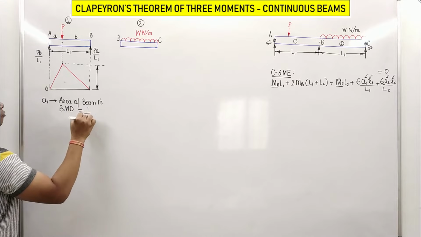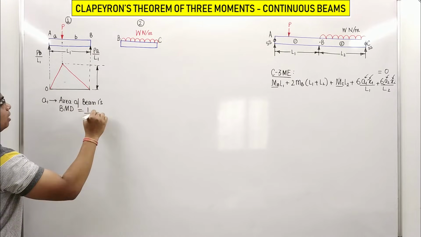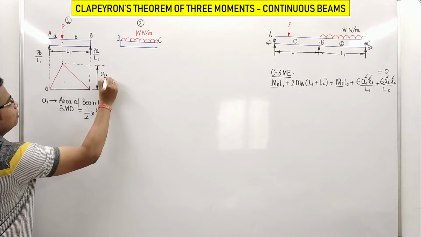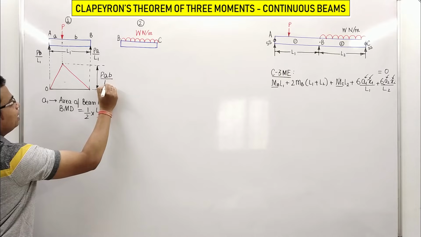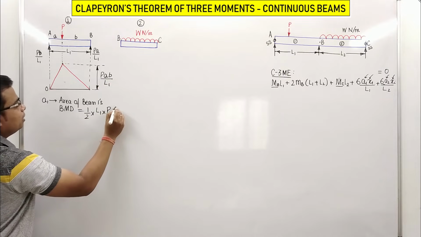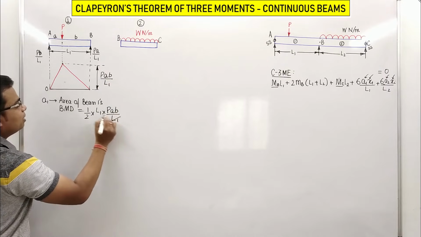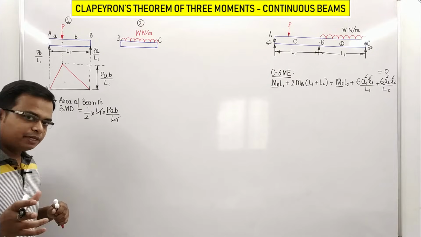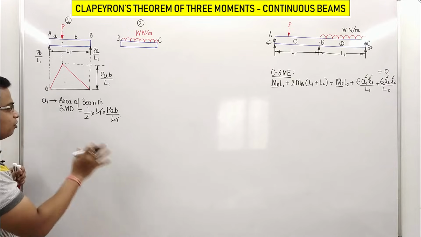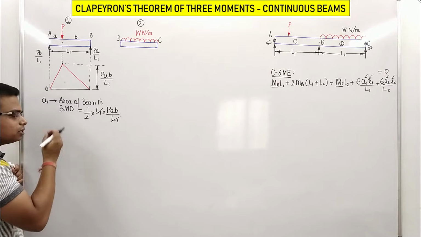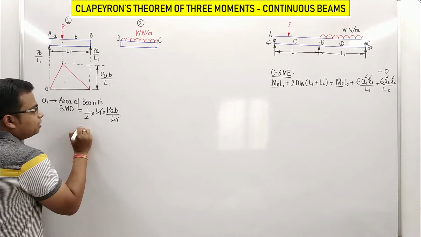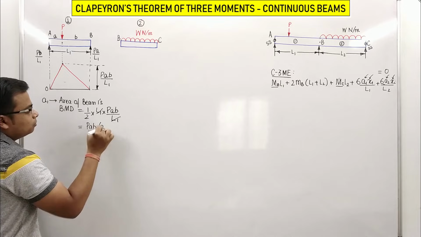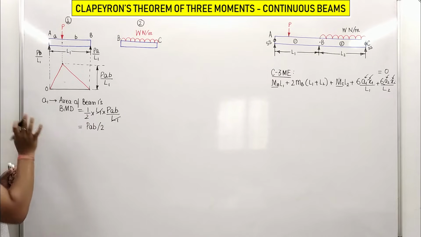And how much is that area? That is going to be equal to half of base. Base is L1, multiplied by height. Height, you know very well, is PAB by L1. L1 and L1 will cancel out. I mean, you're going to be putting in numerical values when we take up examples. That is going to happen in the next video. Don't worry for now. Try to understand how this can essentially be applied. So this works out as PAB upon 2 simply. So this is how A1 can be calculated.